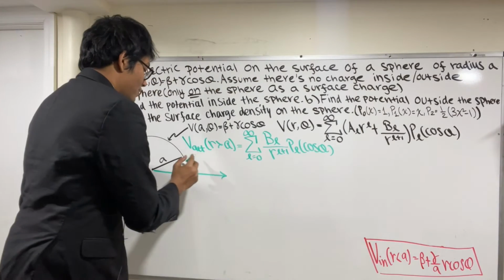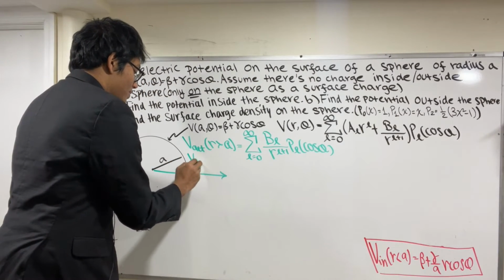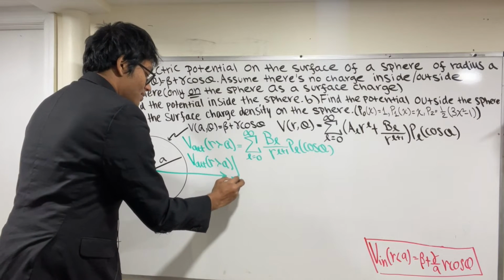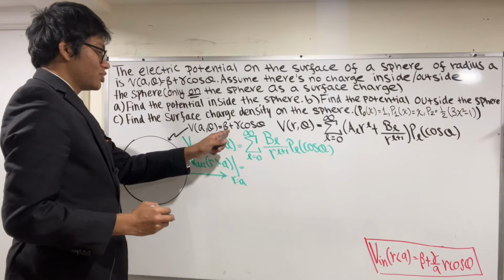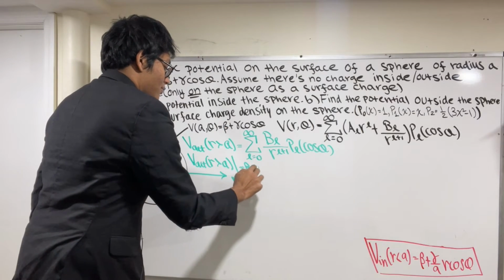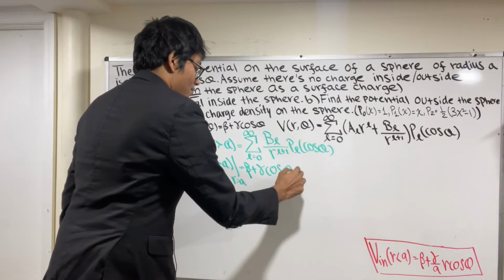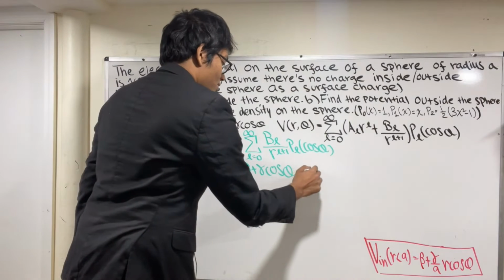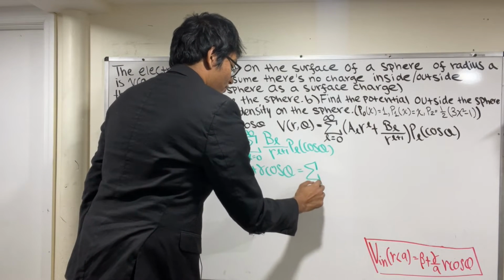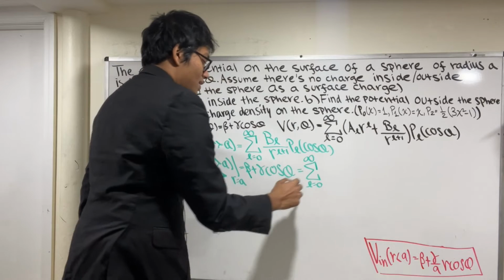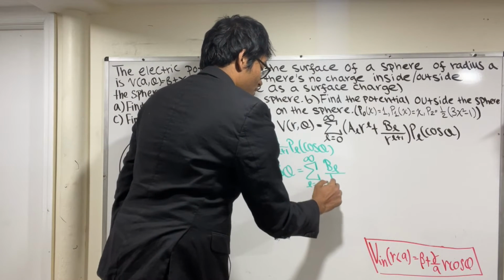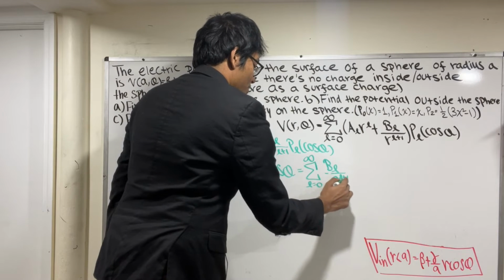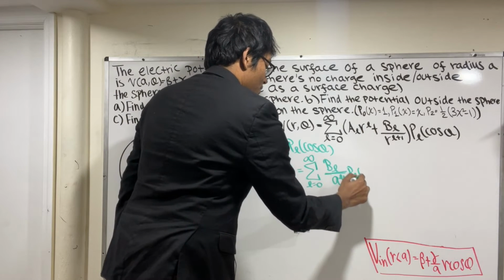When the electric potential outside, r greater than A, is confined to the surface, my electric potential should be exactly this, beta plus gamma cosine theta. And of course that's going to equal this, but where r is set to A. So I'm going to have the summation once again from L equals 0 to infinity of capital B sub L over A to the power of L plus 1 times P sub L cosine theta.